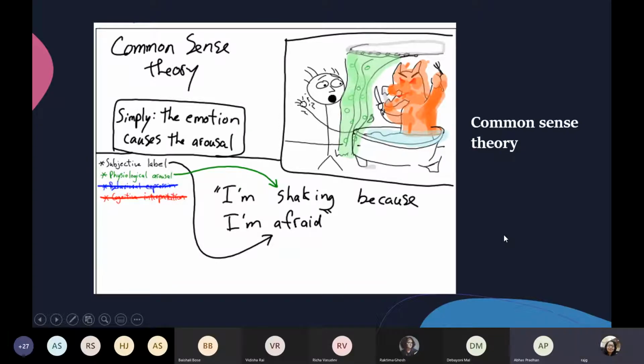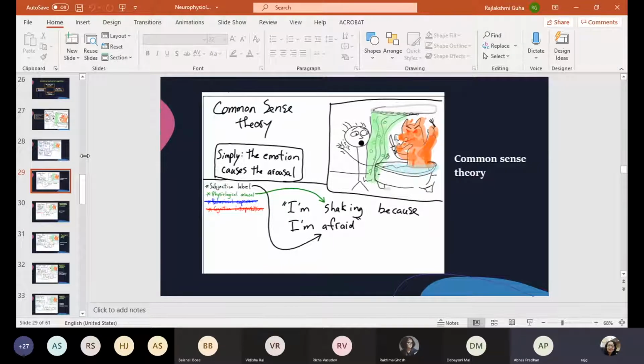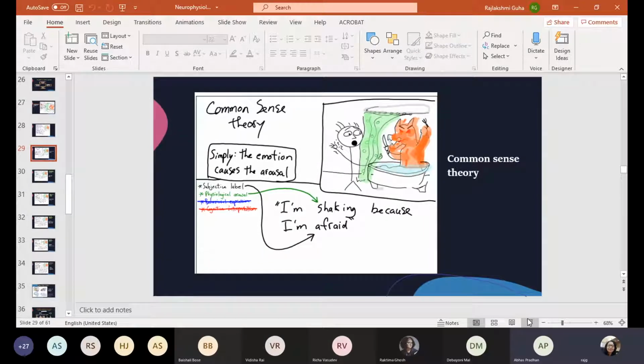All agree? Yes, no? Yes, ma'am. Other than the women in the class, are there any guys in the class? Yes, ma'am. Okay, fine. So the common sense theory states that emotions cause the arousal. This was initially how it was thought.